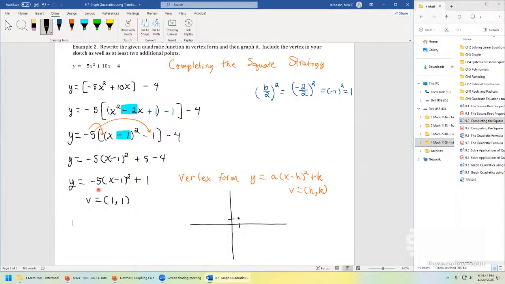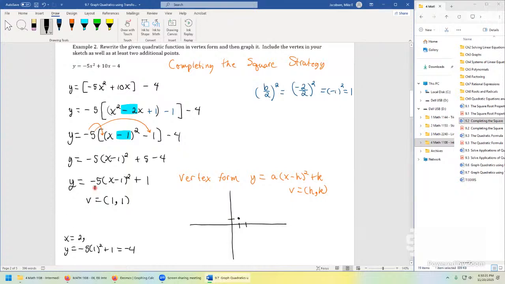So first here is 1, 1, our vertex. Next thing to notice is that this is opening downwards because the leading coefficient is -5. So if we move over to 2, that's setting x equals 2. We can get a y-coordinate pretty rapidly. We're just going to plug a 2 right here. That will be 2 minus 1 squared. So that's just a 1 squared. Negative 5 times 1 squared plus 1 is what we get. But that's just a negative 5 plus 1 for a negative 4.